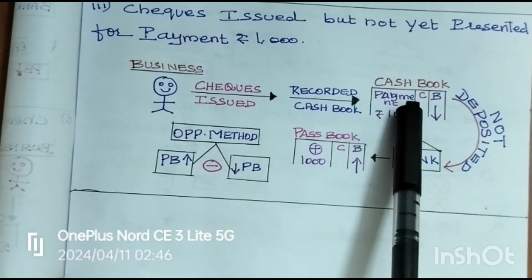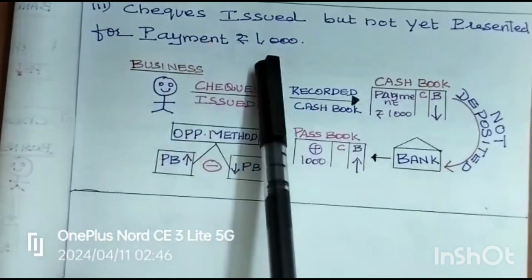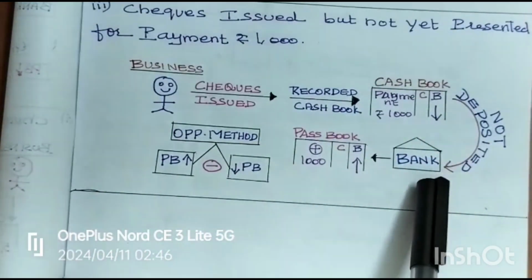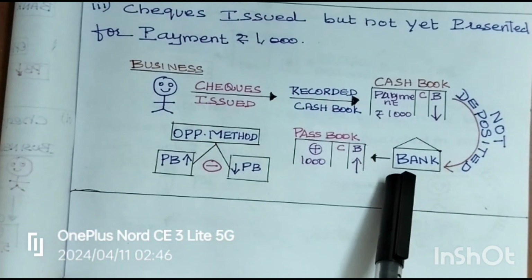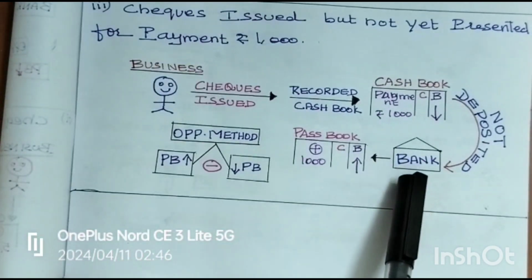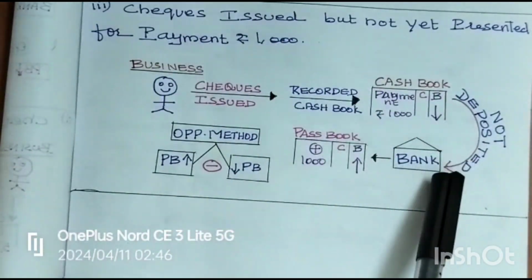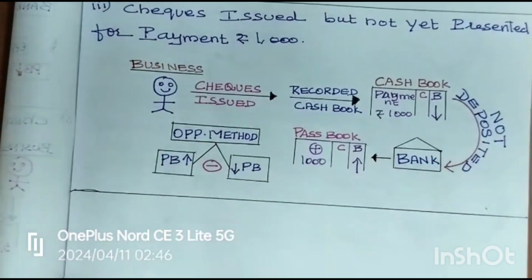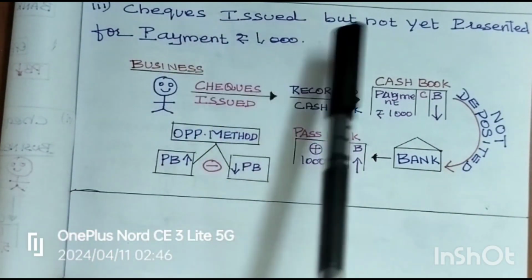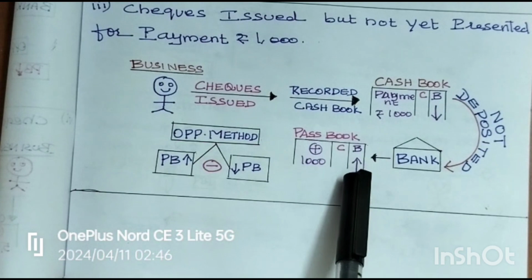Listen here. Checks issued but not yet presented for payment means that the issued check was not deposited into the bank on the same day. On the same day the check was not deposited in the bank; not yet presented for payment means not deposited into the bank. So what happened in the passbook? The issued check was not presented, meaning not deposited into the bank, so 1,000 rupees increased in your passbook.